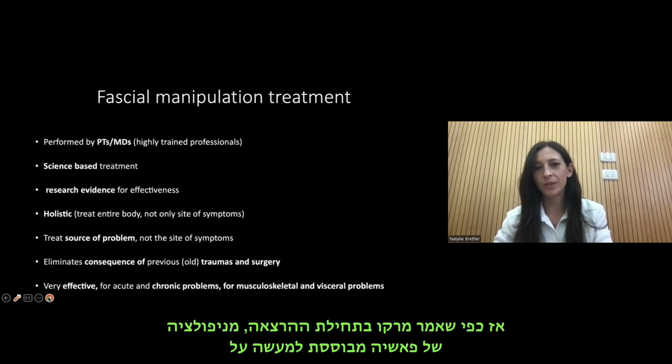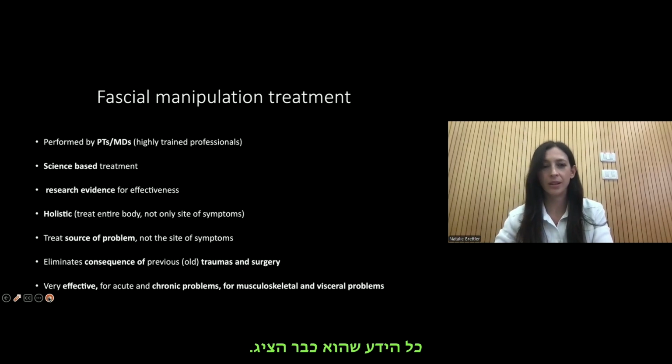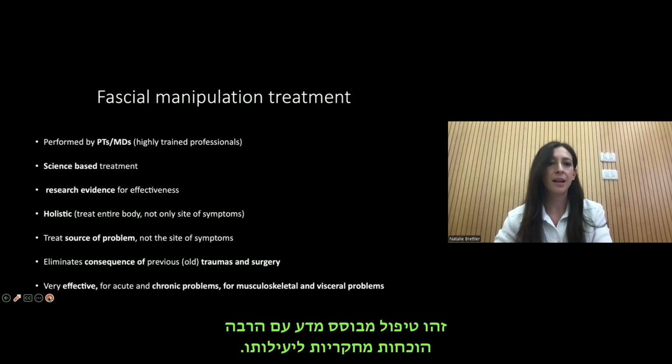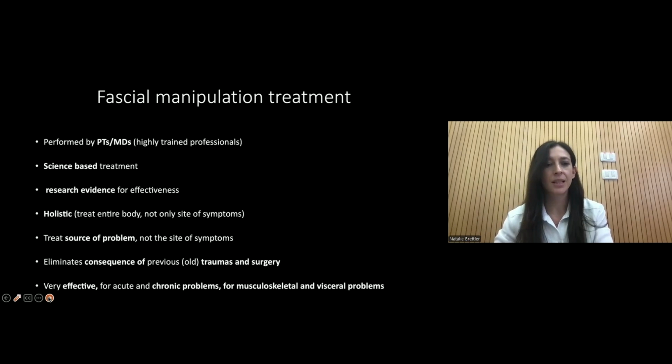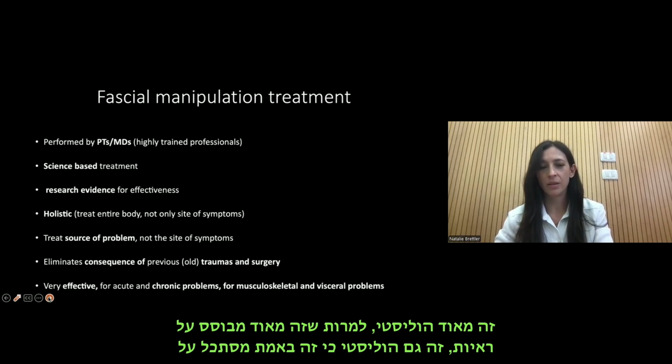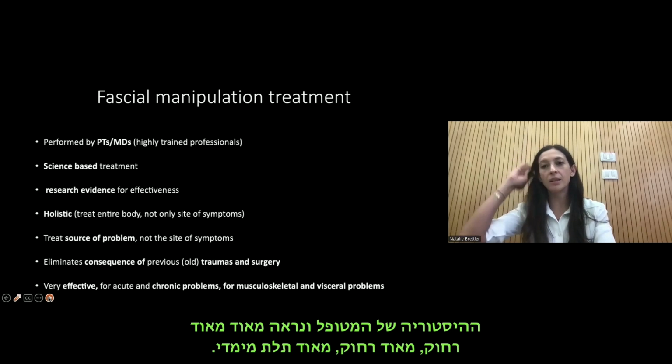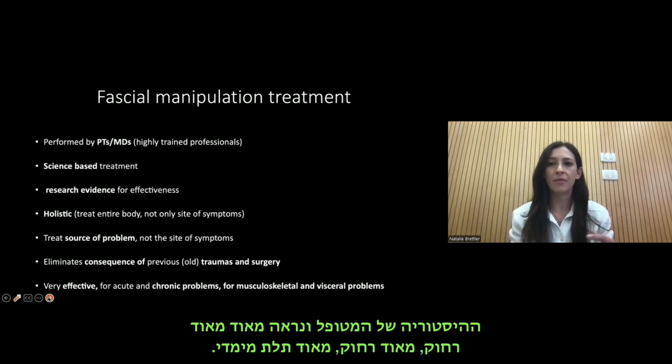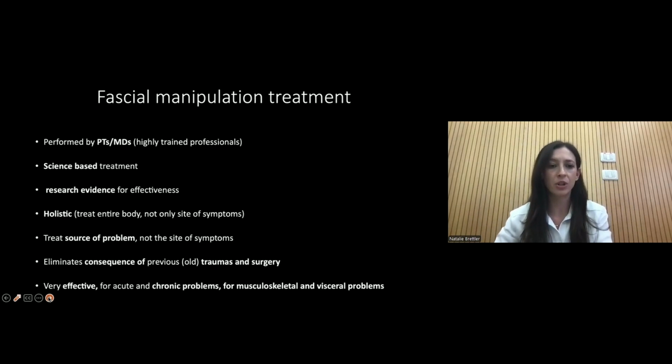As Marco said at the beginning of the lecture, fascial manipulation is based on all the knowledge that he already introduced. This is a science-based treatment with a lot of research evidence for its effectiveness. Although it is very evidence-based, it's also holistic, because it really looks at the history of the patient and looks very far, very distal, very three-dimensional.